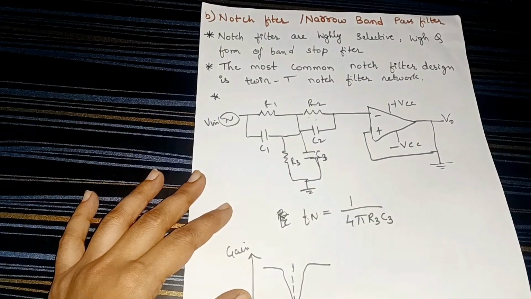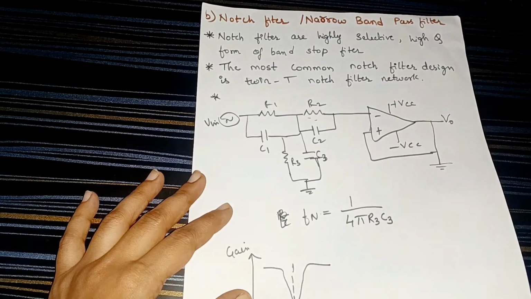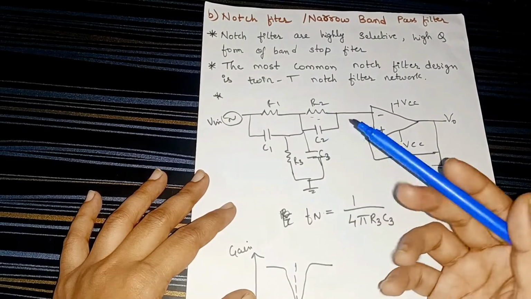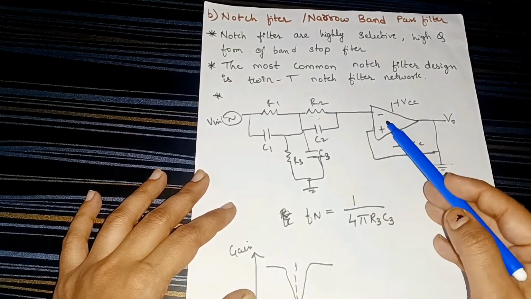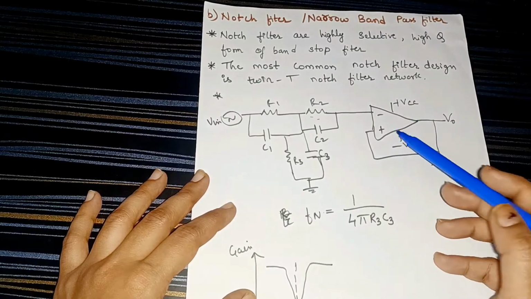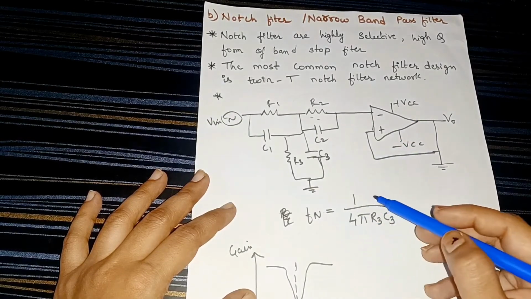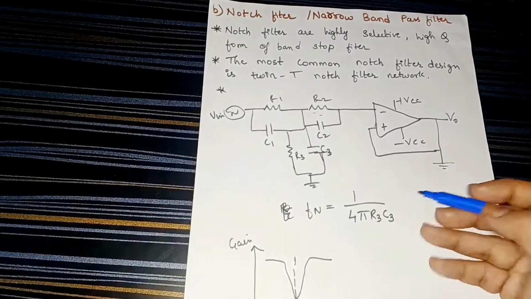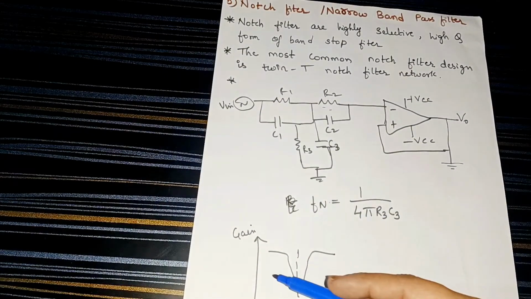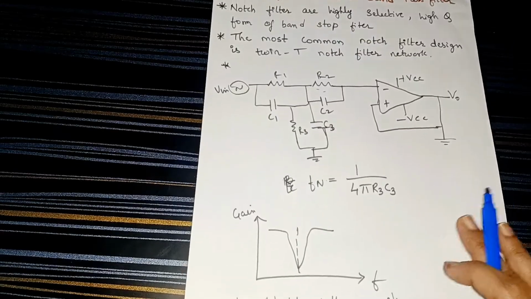The notch filters are highly selective, high Q band stop filters. The most common notch filter is designed using the T-notch filter network. Here, when the input is applied, we connect 3 parallel resistors and 3 parallel capacitors, which gives us the cutoff frequency, that is 1 by 4 pi R3 C3, which gives us a sharp level of filtering.